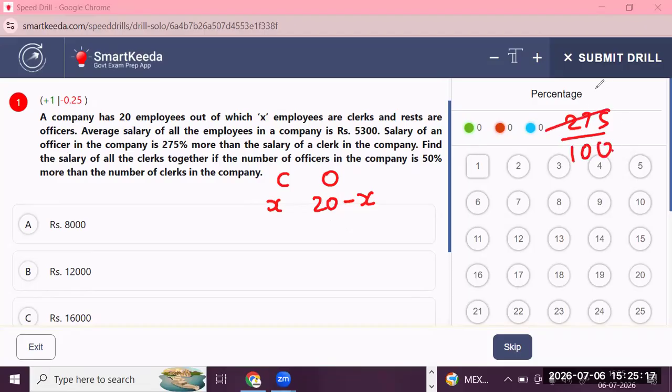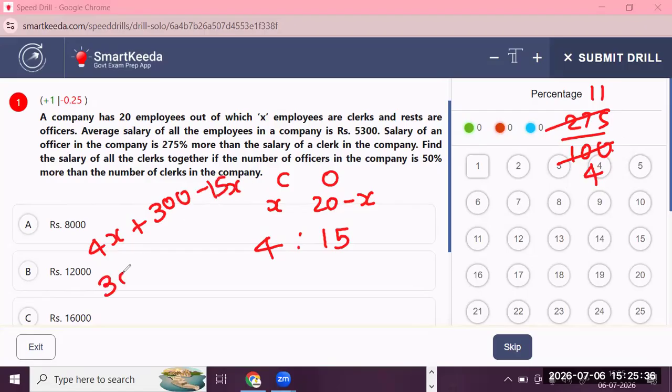मतलब ये है 1/4. Officer is 15/4. ओके, तो ये 4x प्लस 300 माइनस 15x, 300 माइनस 11x is equal to 5300.